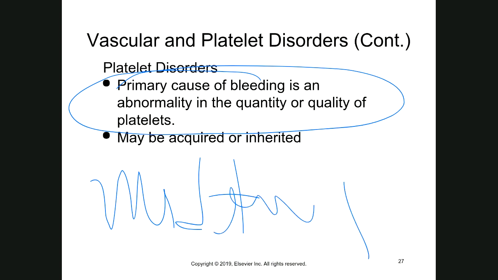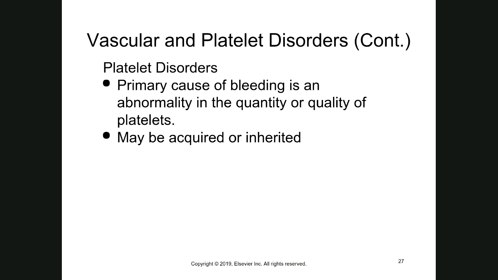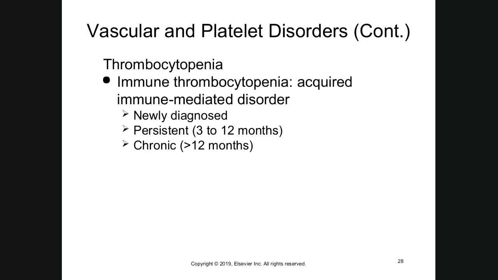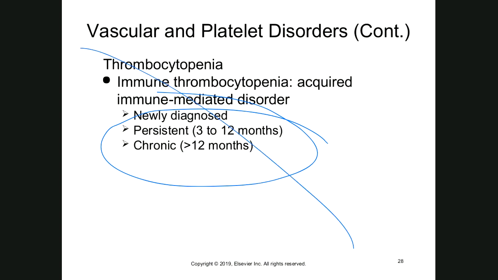Moving to the next one. Immune thrombocytopenia is an acquired, immune-mediated disorder. You will see that you have persistent or chronic forms. I will not go with this one. It's something that you will see in some patients, but normally not all of them, meaning that I will not ask you this one right now in your quiz.